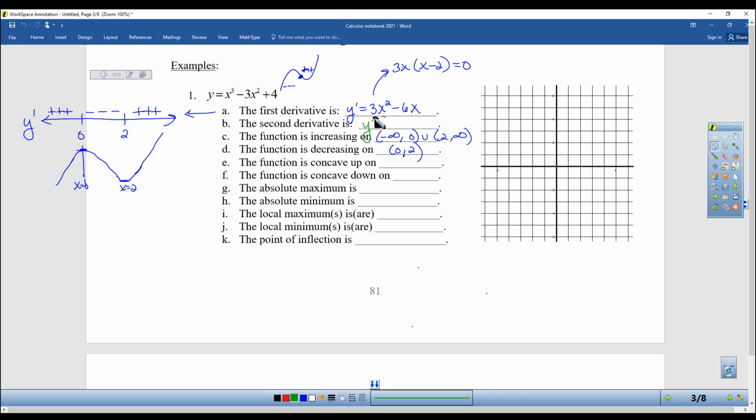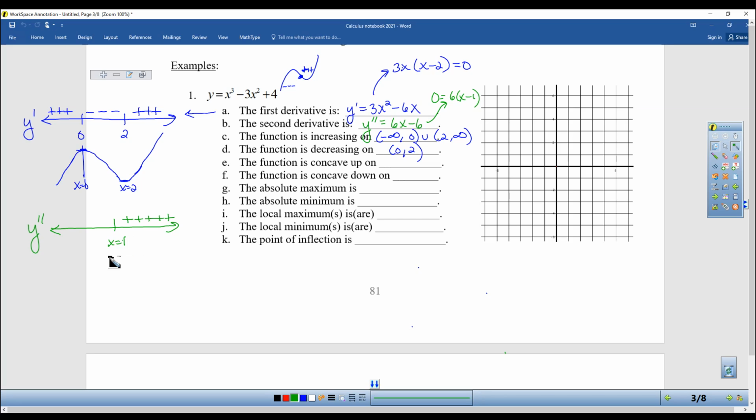So the second derivative is going to be 6x minus 6, which again, if I factor, 6 times x minus 1. So now I'm going to make my second derivative sign chart. And the only number to go on that is the 1. The second derivative is equal to 0 when x is 1. When something's not equal to 0, it's either positive or negative. So if you pick a number greater than 1, you'll get a positive value for y double prime.